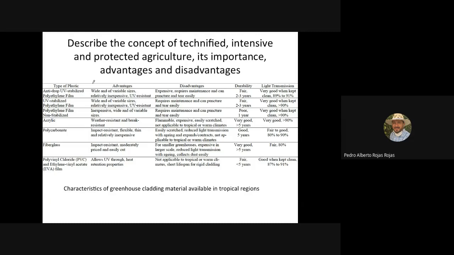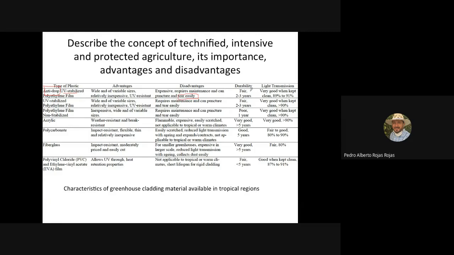And finally, we described some of the advantages and disadvantages of the different kinds of protected agriculture in this kind of climate. Number one, we talked about the polyethylene that is ultraviolet stabilized and anti-drop. This is very important to reduce some diseases inside our greenhouses. This kind of polyethylene is very useful and also has ultraviolet resistance. As a disadvantage, it requires maintenance and can puncture and tear easily.